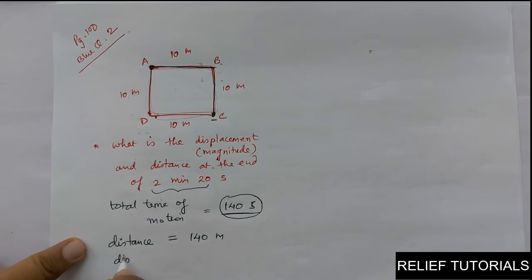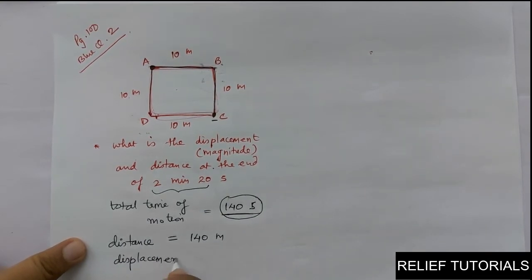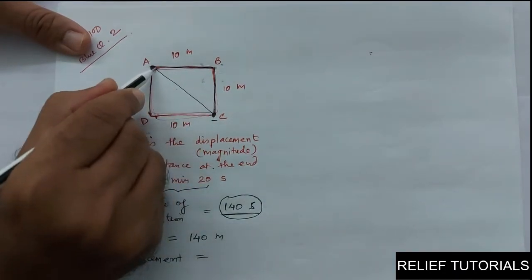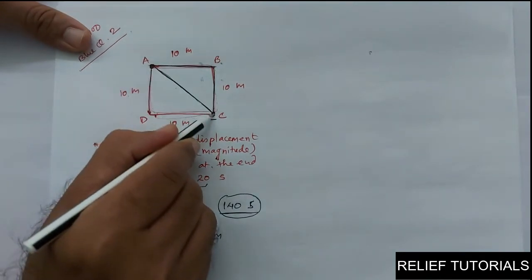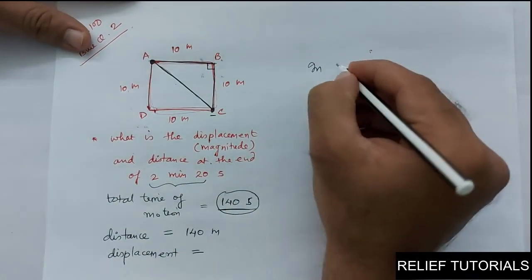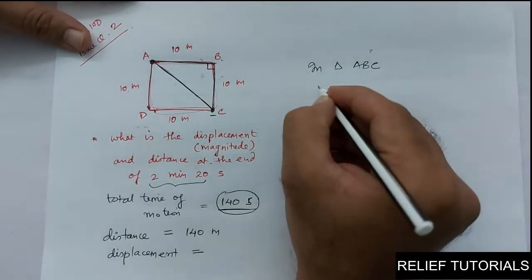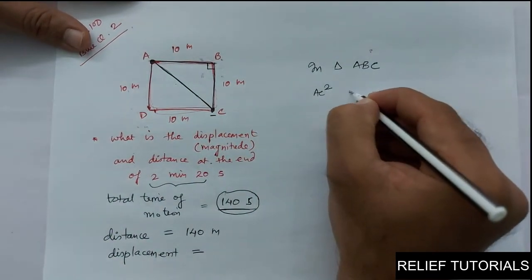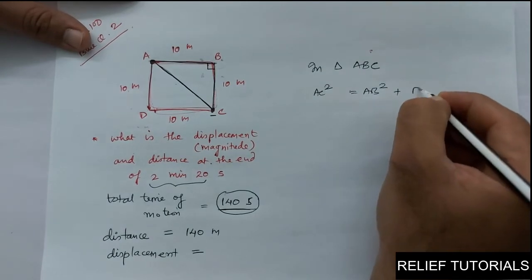But what about the displacement? Displacement means the straight distance between the initial and the final point. The initial point is A and the final point is C, so this is your displacement. We don't have any information regarding this directly, but we can use the Pythagoras theorem because it is a right angle triangle. To find the length of AC, in triangle ABC, AC is the hypotenuse and B is the right angle. According to the Pythagoras theorem, AC square is equal to AB square plus BC square.